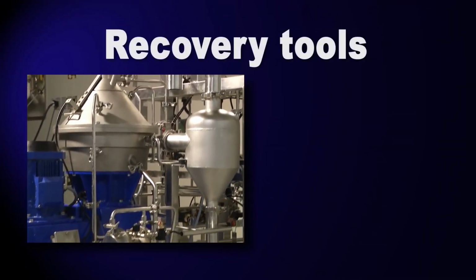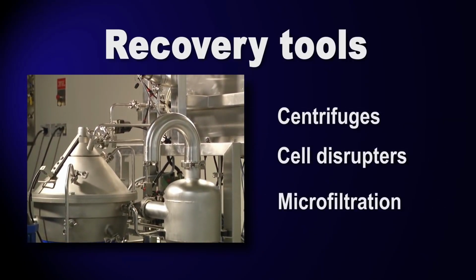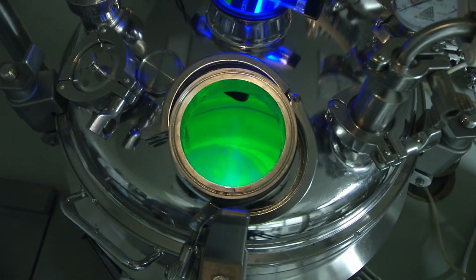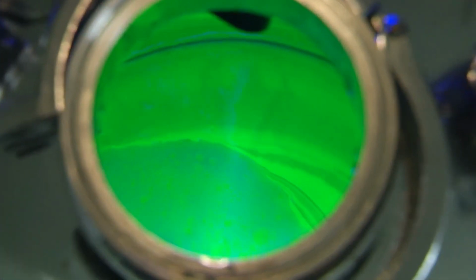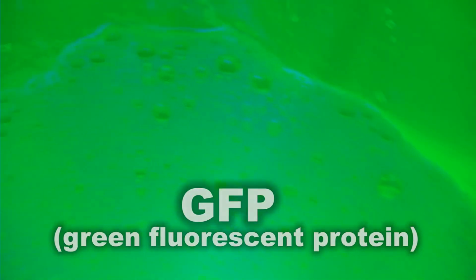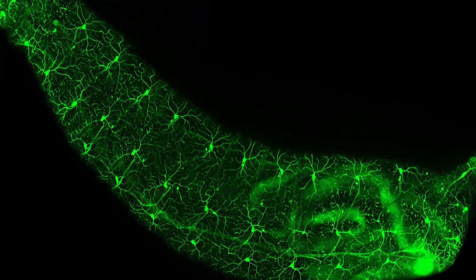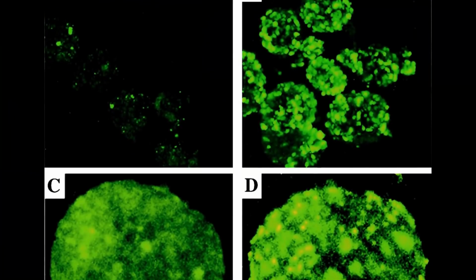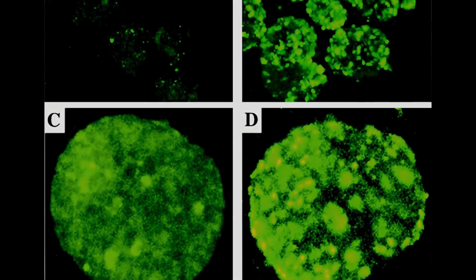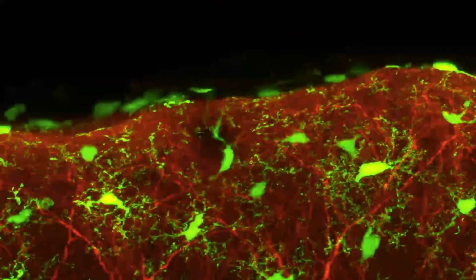Recovery processes commonly use a variety of tools such as centrifuges, cell disruptors, and microfiltration to isolate the product. In this program, we are going to look at a typical recovery process used in the manufacture of GFP, green fluorescent protein. GFP is broadly used as a biological marker, which, if attached to a drug, could provide researchers with a visual story of where the drug goes. It's a fluorescent dye that's very well tolerated by most cells and doesn't interfere with normal cellular function.